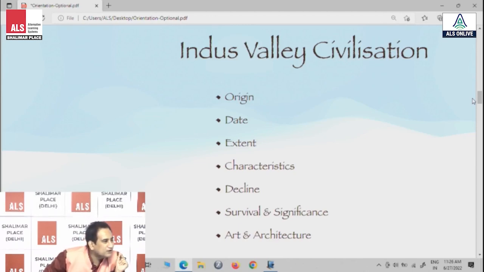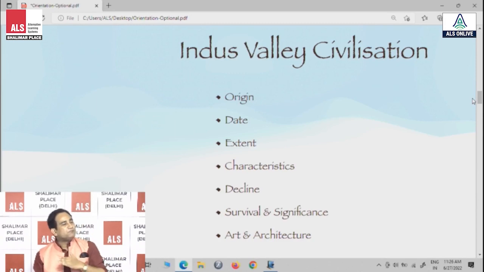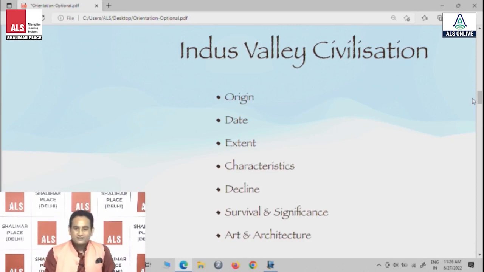The problem is, when you have a history background, or if you are a good student of history, what will you do? You will start preparing the entire Indus Valley Civilization. No, in Indus Valley Civilization, you have to prepare these topics. Which ones? Origin, date, extent, characteristics, decline, survival, significance, art and architecture. Are you getting my point?